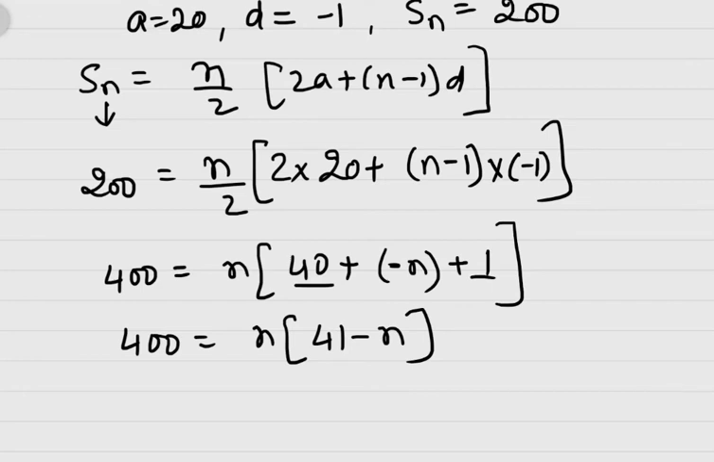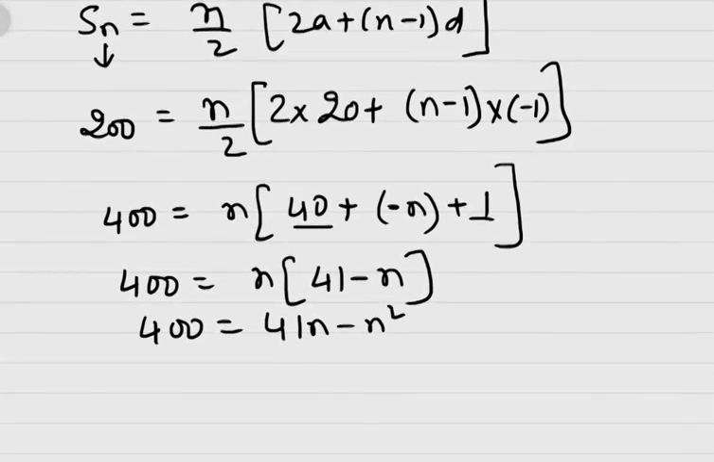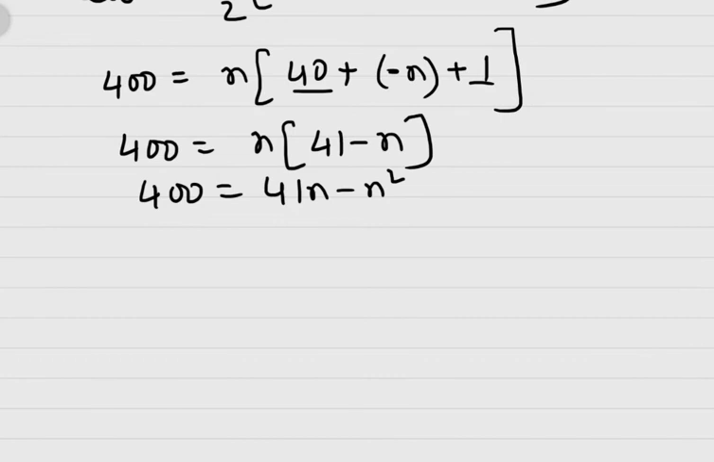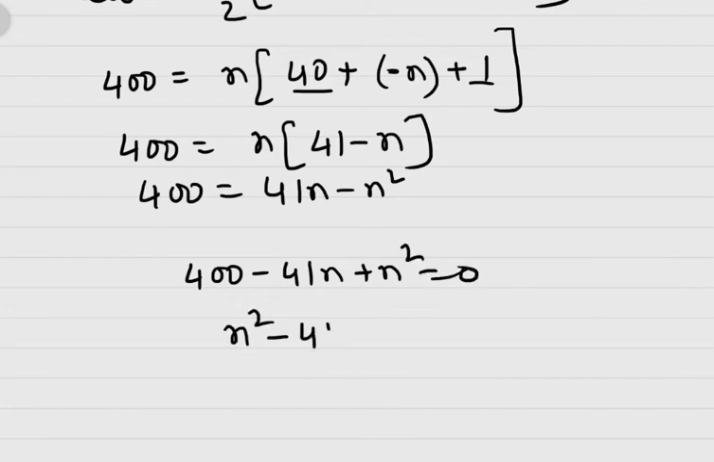So what you will do? You'll just make 400 equal to 41n minus n square. So I think this is coming into the form of a quadratic equation. So what will be the quadratic equation? If you take these things outside, you will get 400 minus 41n plus n square equal to 0. If you arrange it, you will get n square minus 41n plus 400 equal to 0.